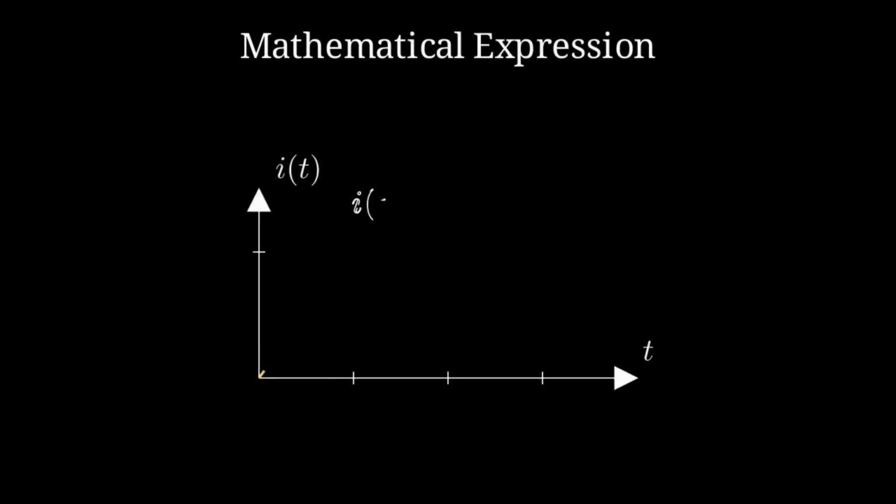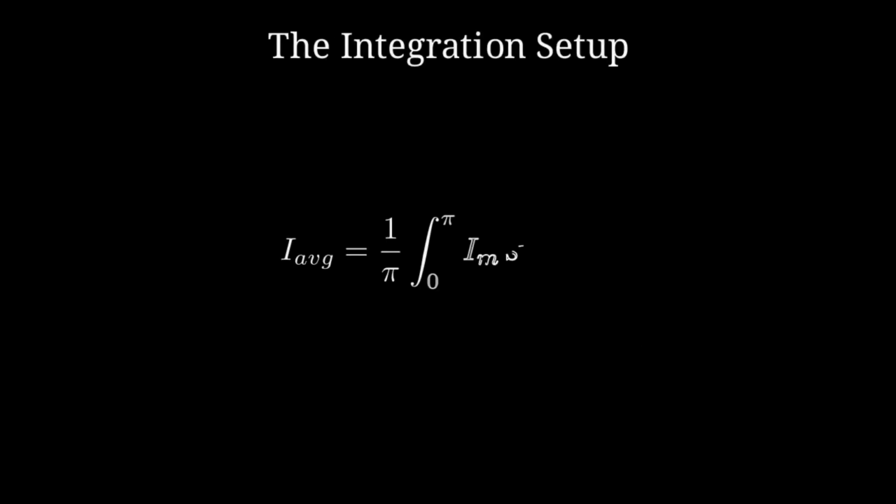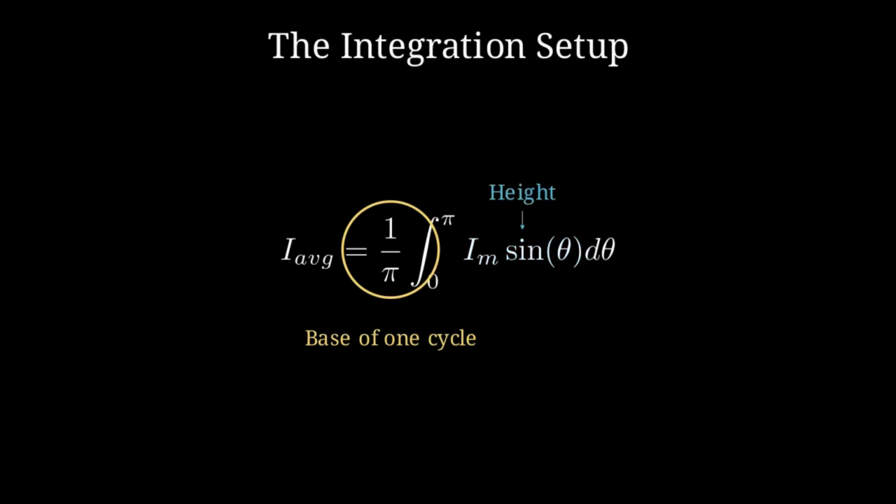To find the average precisely, we look at a single pulse from 0 to pi. We define the instantaneous current as the peak value times the sine of the angle. This mathematical model allows us to calculate the area using integration. We set up our integral by taking the height of the function across the interval of one pulse, which spans from 0 to pi radians. Dividing the total area by this interval length gives us the mathematical mean.